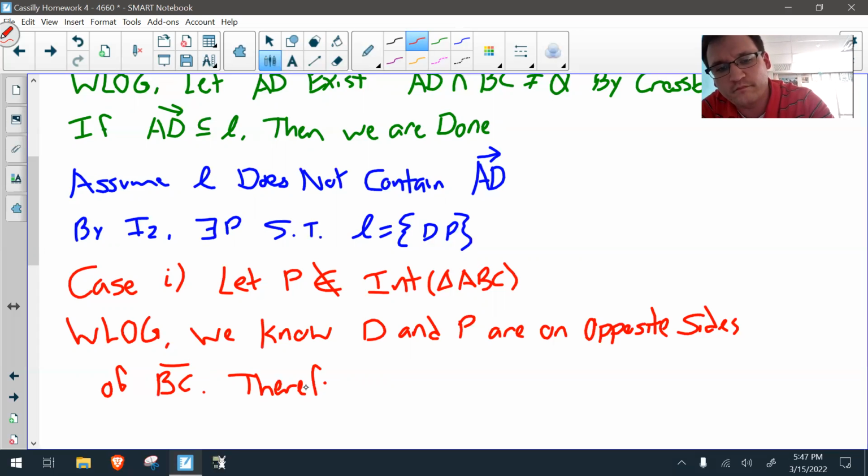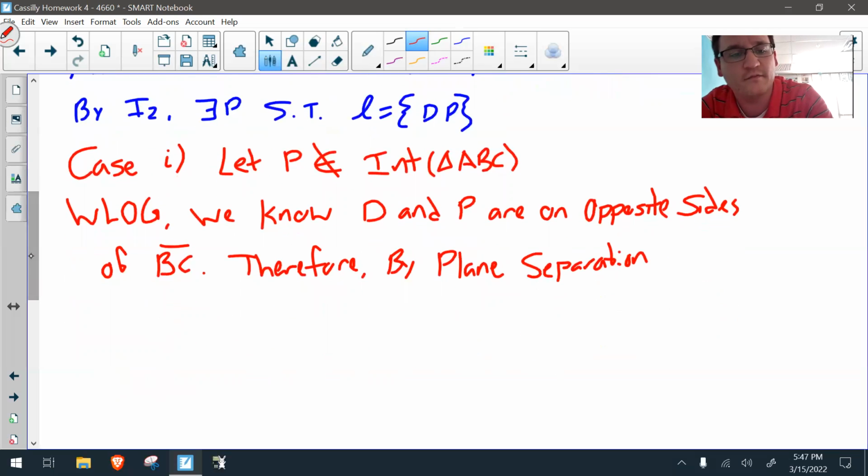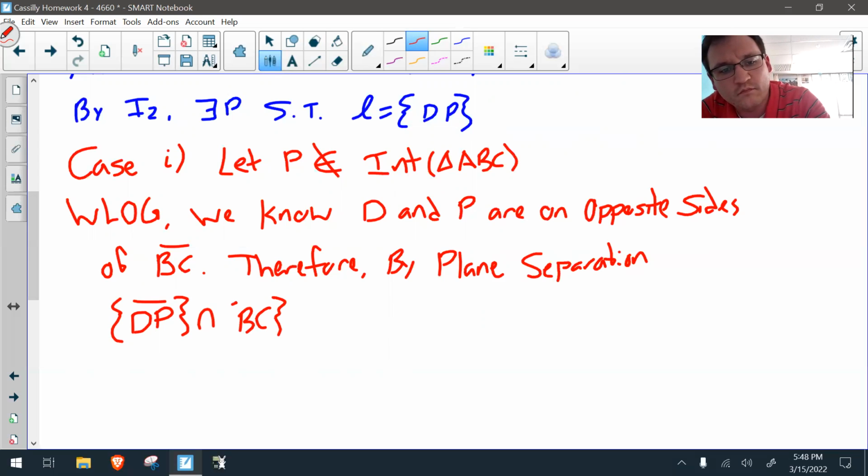All right, now, since they're on opposite sides of segment BC, therefore we can use the plane separation theorem. By the plane separation theorem, we must have that line DP, or line L, remember DP we said was L, DP intersect BC cannot be empty. Therefore, line L meets triangle ABC on side BC. Okay, so that's case one.